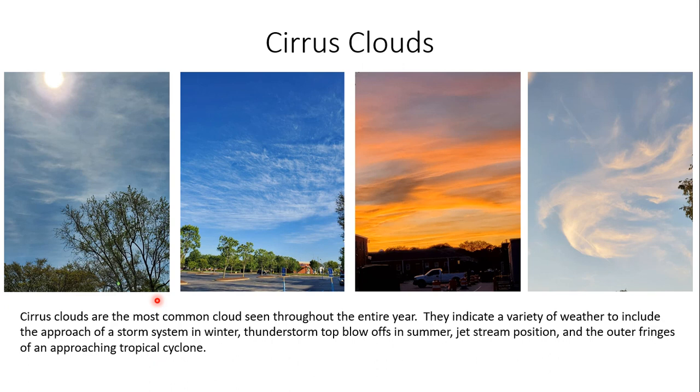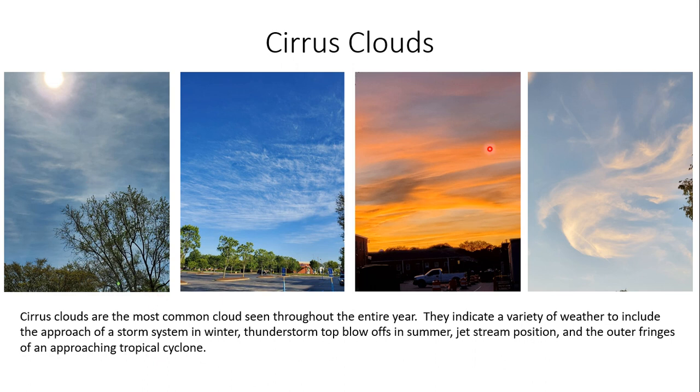Additionally, I like to talk about cirrus clouds. Cirrus clouds exist throughout the entire year. They mean different things based on the season, really. For example, in the winter, they could indicate the approach of a storm system, a mid-latitude cyclone. During the summer season, cirrus clouds can simply be blow-off from thunderstorm tops. In wintertime, cirrus typically indicate the jet stream position. And also, cirrus can indicate the outer fringes of an approaching tropical cyclone.